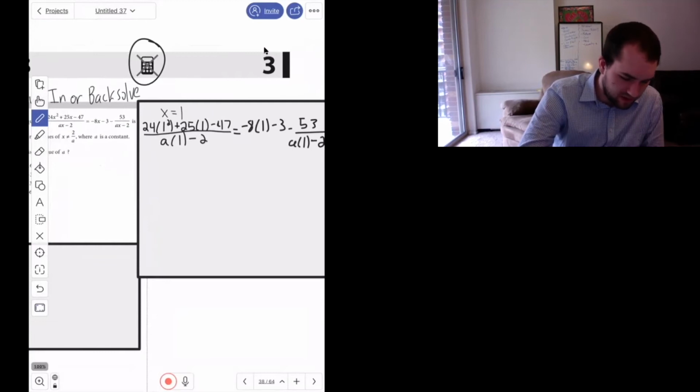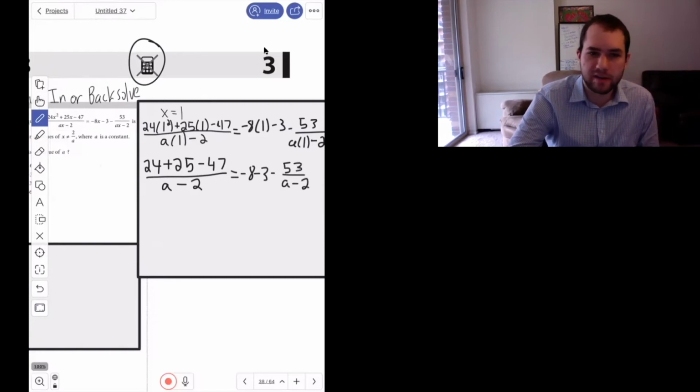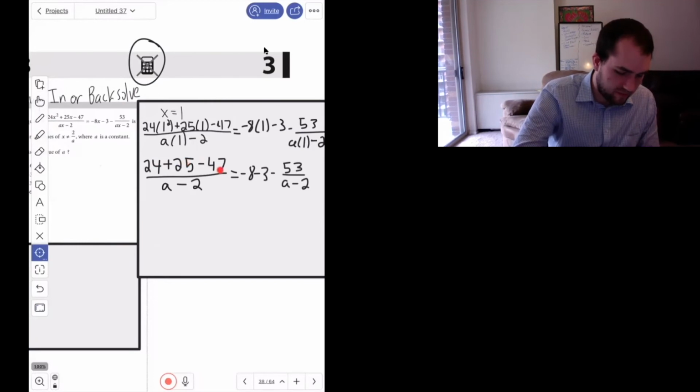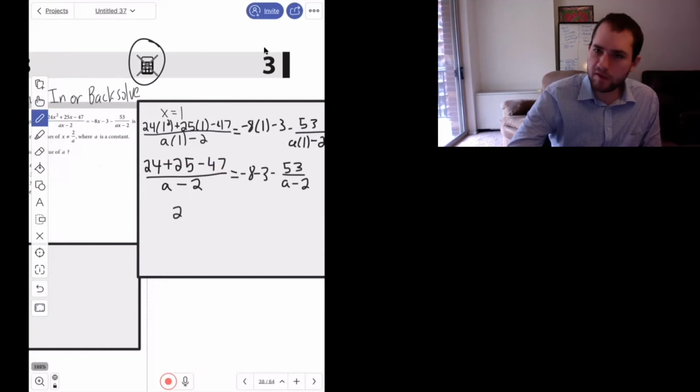24 times 1 squared is 24. 25 times 1 is obviously 25, minus 47. The denominator is going to be a very nice a minus 2. And then we get negative 8 minus 3 minus 53 over a minus 2. I can simplify all my adding and subtracting. 24 plus 25 minus 47 actually ends up being a simple number, 2. So far, this is looking pretty good. I like getting easy numbers like that.